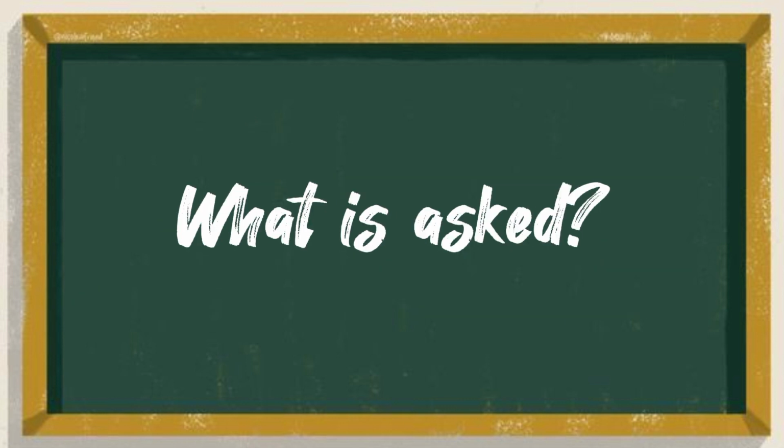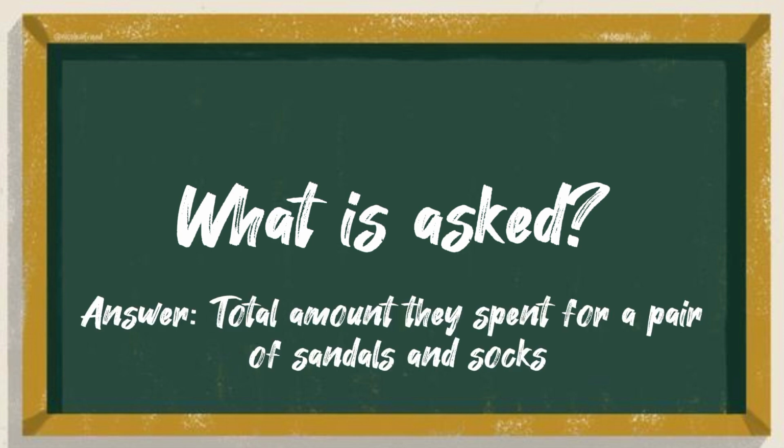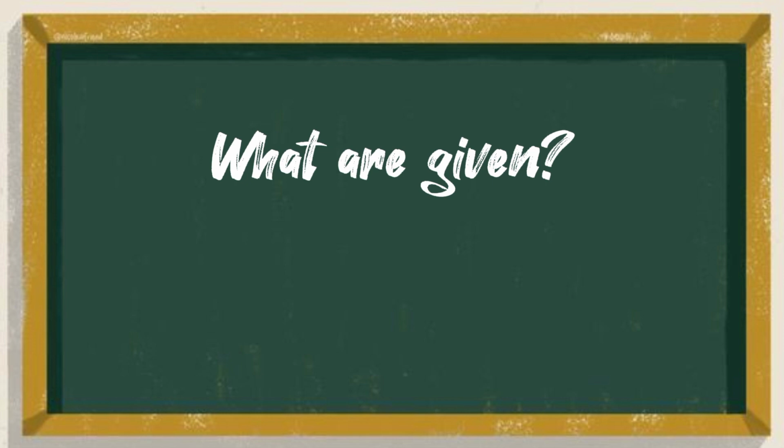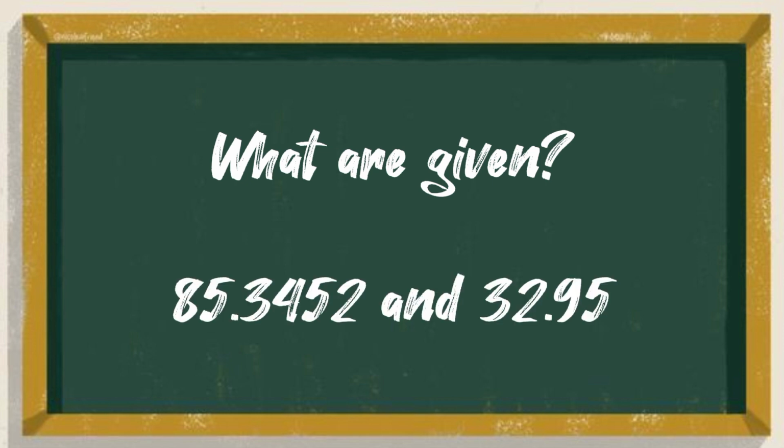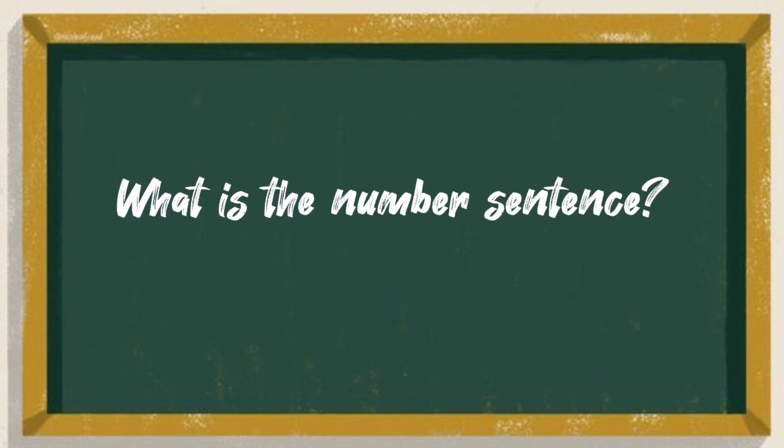Let us analyze the problem. What is asked? The total amount they spent for a pair of sandals and socks. What are given? 85 and 3,452 10,000s and 32 and 9,500s. What is the number sentence? The number sentence that we use in this problem is addition.